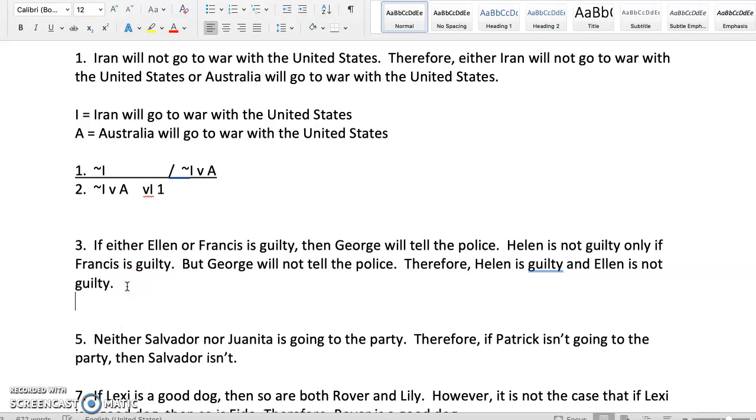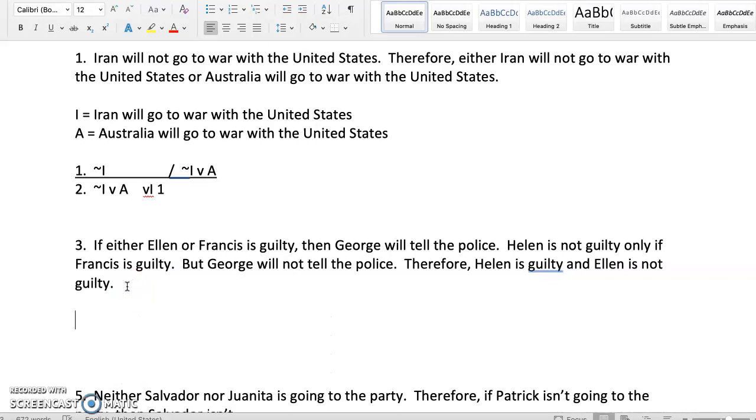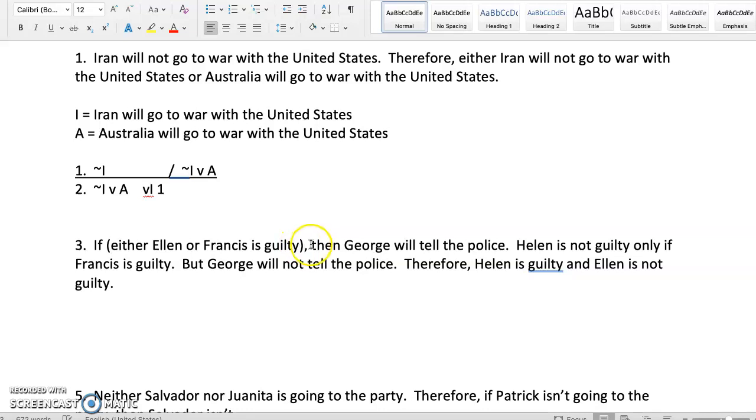Okay, number three, we have an if, either or, then that, right? So again, do these sentence by sentence, like break everything down into as small parts as possible, okay? So let's focus on the first sentence. Notice it's an if, and then there's an either or, and then there's the then, and then this.